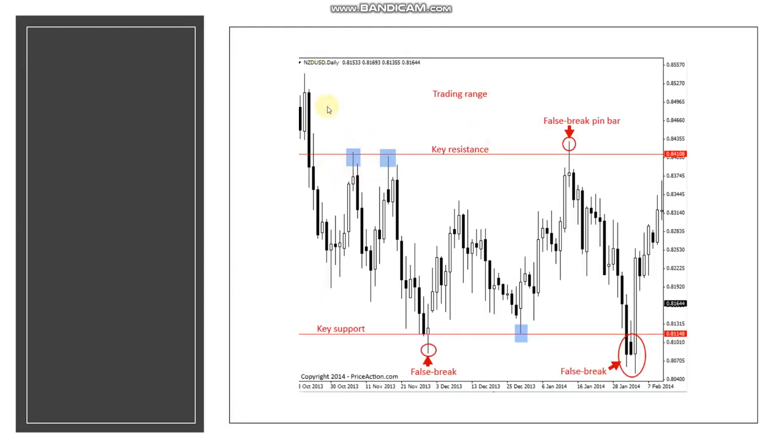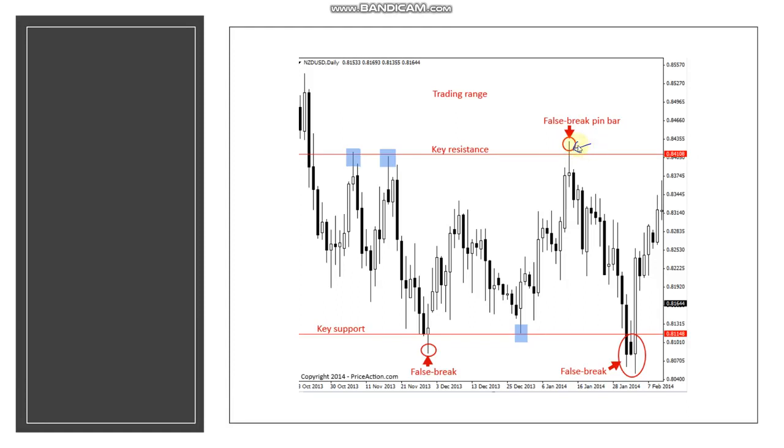Again, you see that this is a market. This is a key support level, marked by this red line, and this is a key resistance level. So see, false break, pin bar. If you enter here after seeing the breakout, when you see that, oh, the market has breached this line, you would have been in a huge loss.